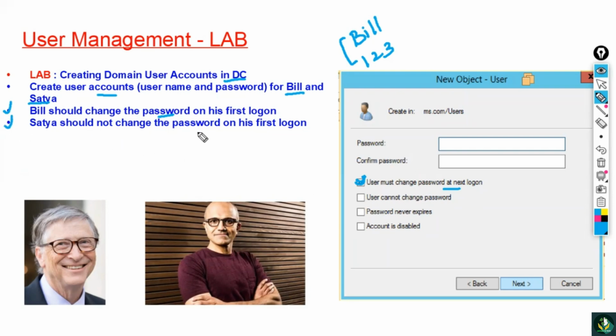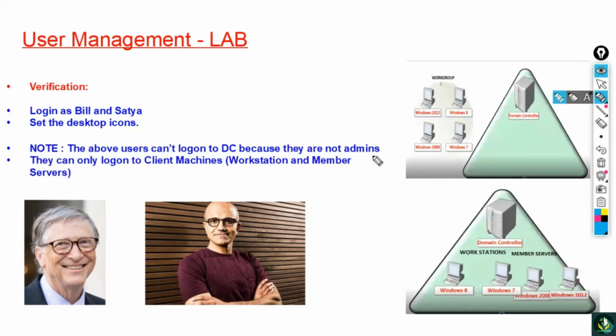And Satya should not change the password. So we'll create one username for Satya and type the password 123. And we will uncheck this option. If we uncheck this option, he will use our same password. The password which we have created for him, he is going to use the same password. He will not get the window to change the password at the first login. Later he can change it manually, but he will not get the window at the first logon. After that we'll log in as Bill and Satya and we'll set up the icons.